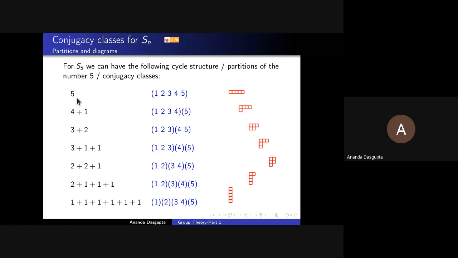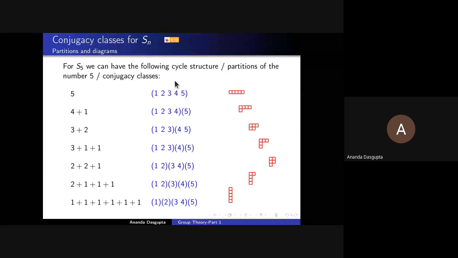So how many ways can you break up the number 5? You can break it up, of course, into 5, which will give you 1, 2, 3, 4, 5 as one example. So 5 elements all in the same cycle. Of course, this is not the only possibility. There could be more. Say 1, 3, 2, 4, 5 could be a different permutation, not 1, 2, 3, 4, 5. But that would be conjugate to 1, 2, 3, 4, 5. So this thing that I've written in blue here is just one example of an element from the conjugacy class. There will be more in general.